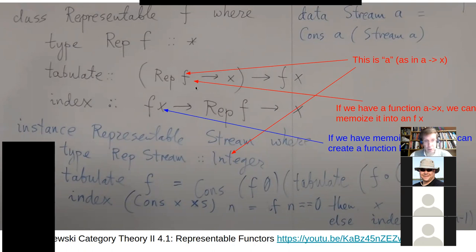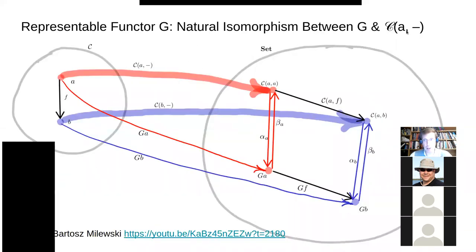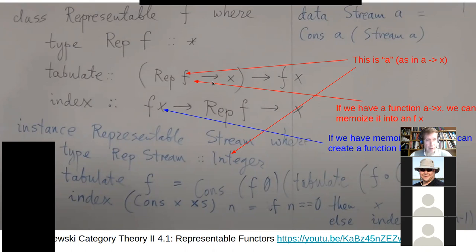And this describes morphisms between A and X, just like this does for a given object X, here a type. This describes morphisms or functions in Hask from A to X. A representable here has two elements. One tabulates it, it kind of memoizes it. It turns it into this data structure, FX, a container that contains the value. So given a way to compute the value, I can tabulate them.